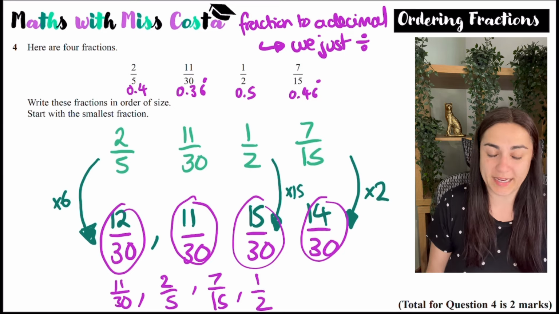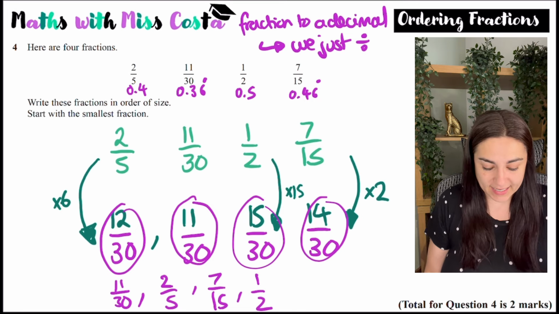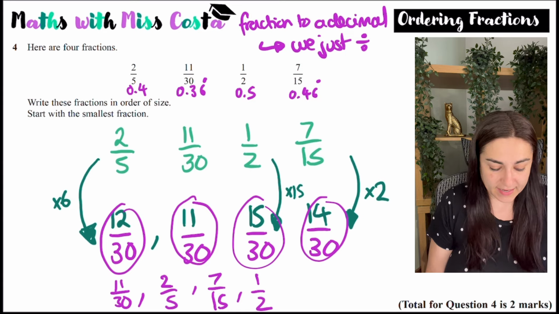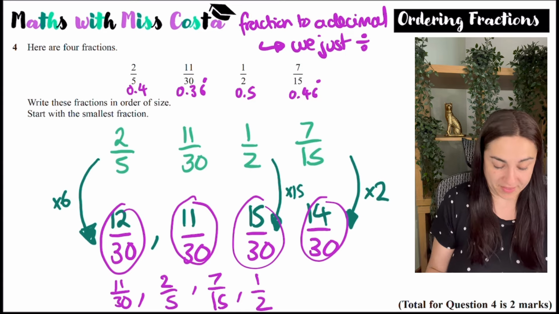So that's 2 different ways that you can order fractions. It totally depends on what you find easiest. If it was non-calculator, the best way would probably be turning them into equivalent fractions. But if you have a calculator and you're good with decimals and ordering them, then use that method.